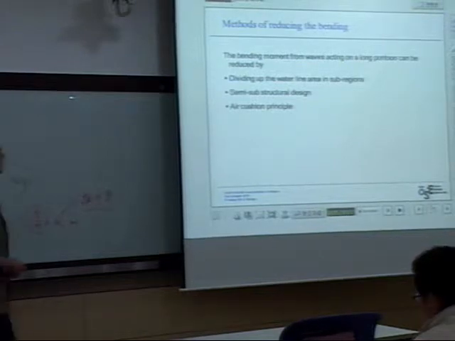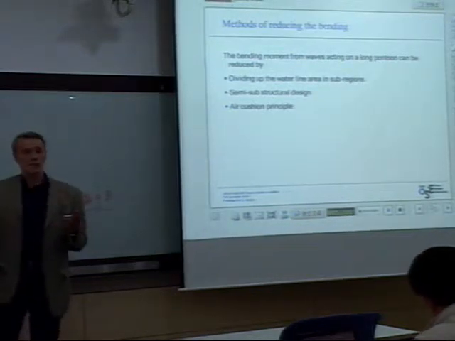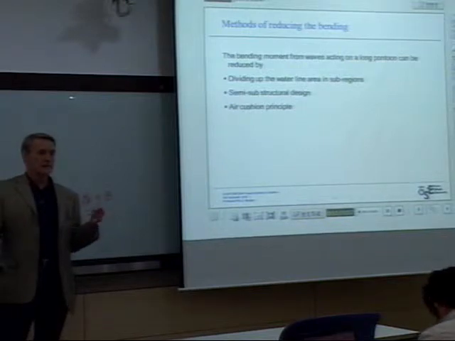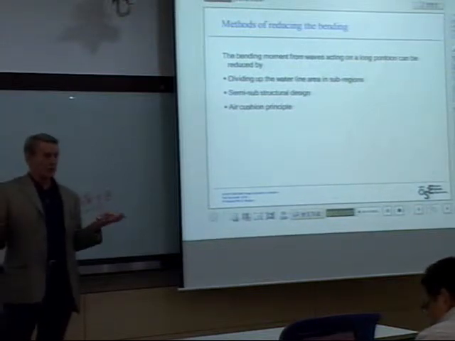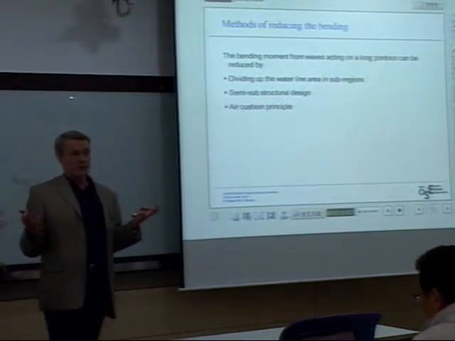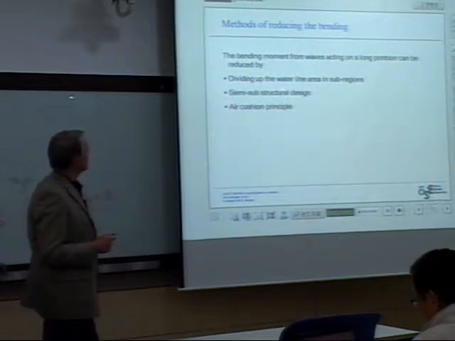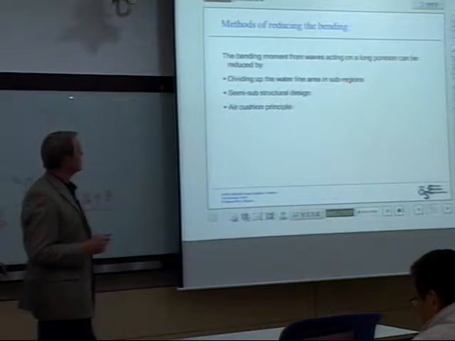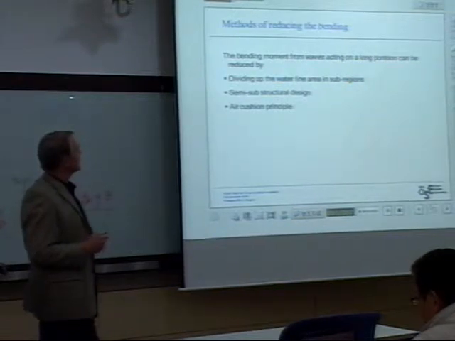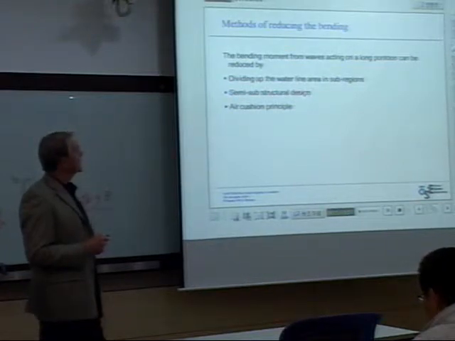So, how do we deal with these forces? And for, let's say, a floating city or a floating airport, these forces will be very large. Well, you can divide up the waterline area in subregions. You can reduce the water plane area by a semi-sub type of structural design.